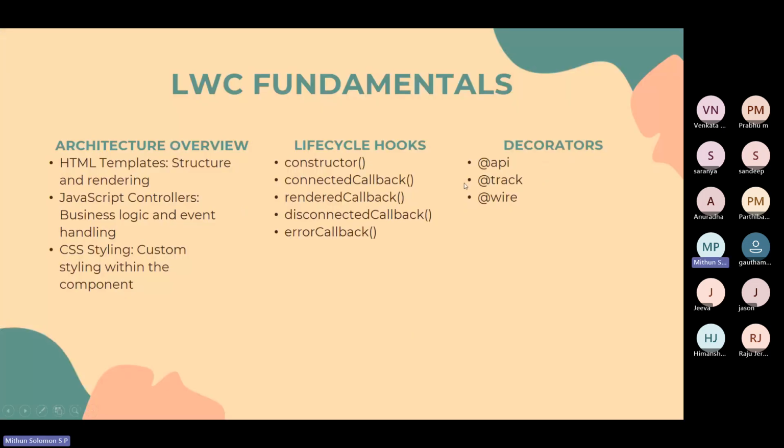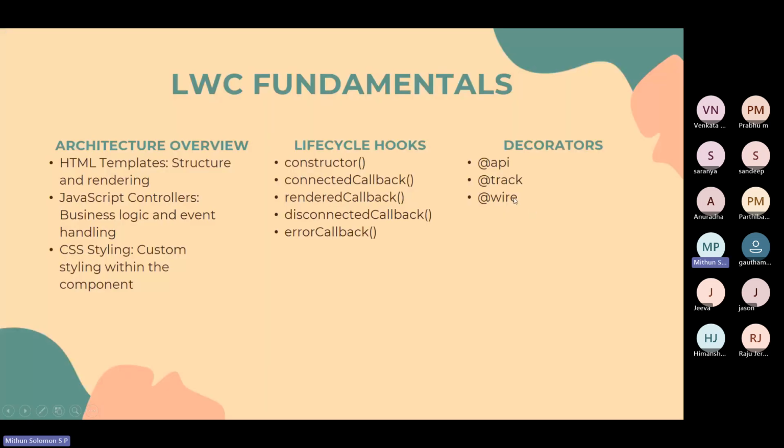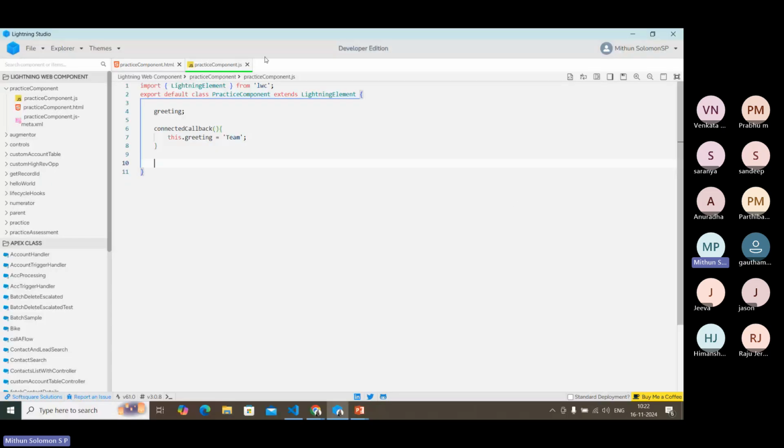Yeah. We'll discuss the decorators as well here. So we have three decorators basically. One is api, one is track, and one is wire, @wire. So an api decorator is used to make a property or a method public, right?